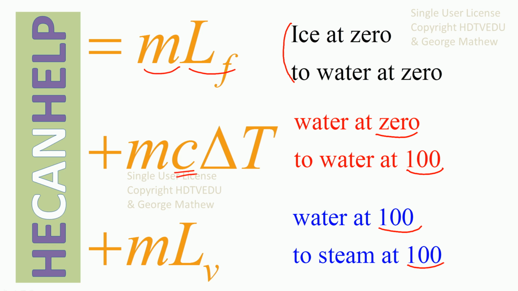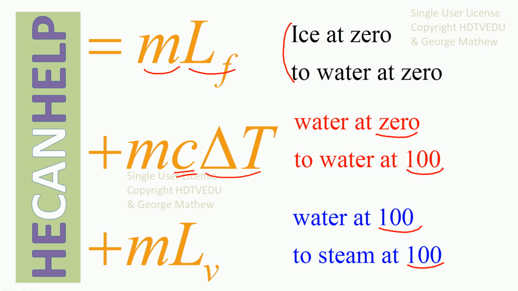Now we have water at 0, and we go from water at 0 to water at 100. There's a change of temperature involved. Specific heat is the heat required by 1 kg of substance to increase its temperature by 1 degree Celsius. For 1 kg and 1 degree, it is c. So for m kg and for delta T, it will be m c delta T.